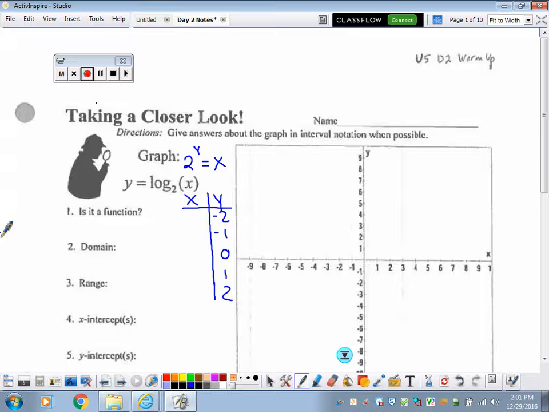2 to the -2 will be 1/4. 2 to the -1 is 1/2. 2 to the 0 is 1. 2 to the first is 2. And 2 squared is 4. We can plot those points on our grid.